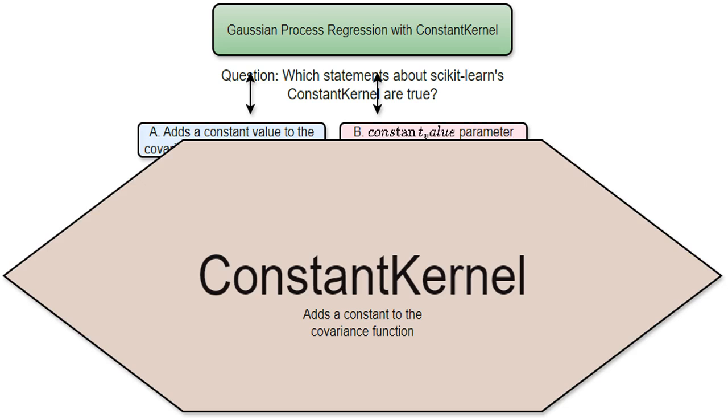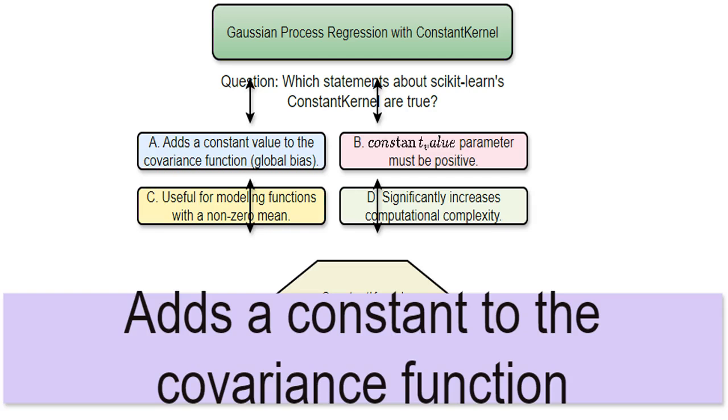The covariance function, often called a kernel, measures how much different data points relate to each other. Adding a constant shifts the entire relationship up or down, making predictions systematically higher or lower. Think of it like adding a constant value to the average prediction.